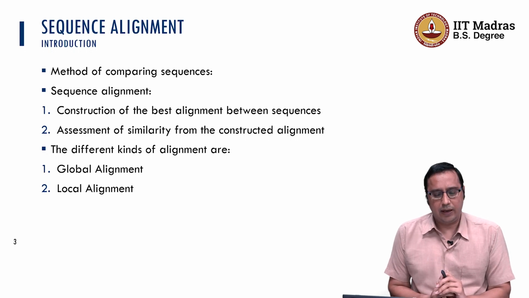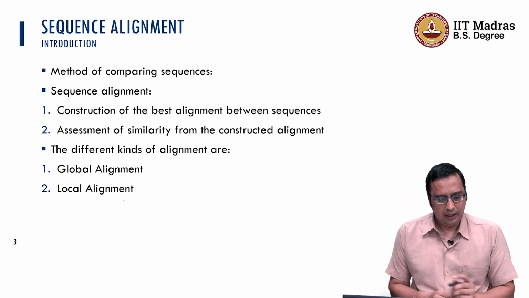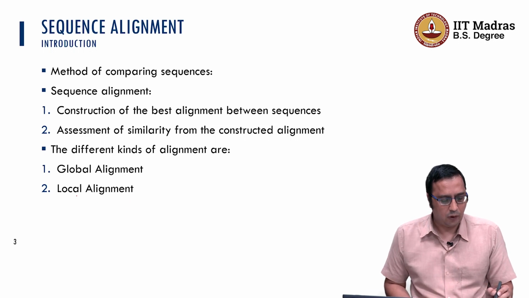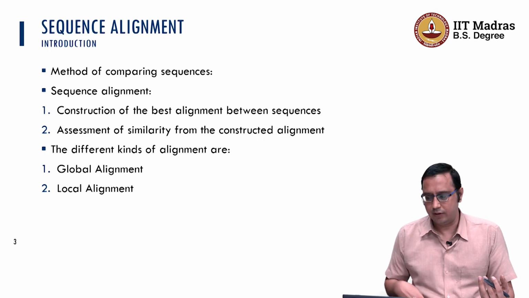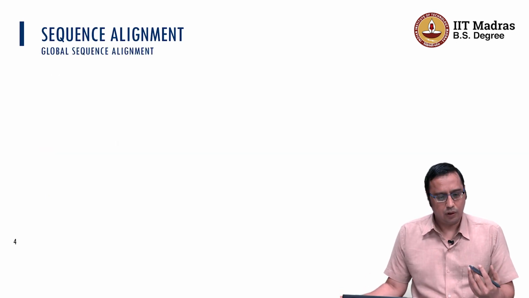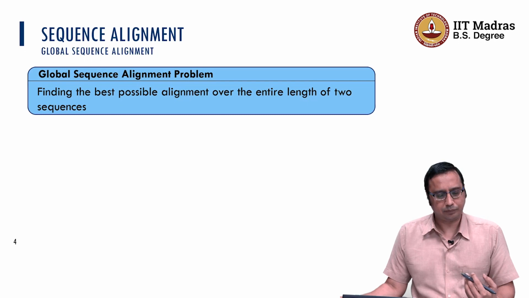There are two kinds of alignments possible. One is a global alignment and another is a local alignment, where our question of construction comes into play. So I can do global alignment versus local alignment. Both of them have their own applications. So we'll look first at global sequence alignment.